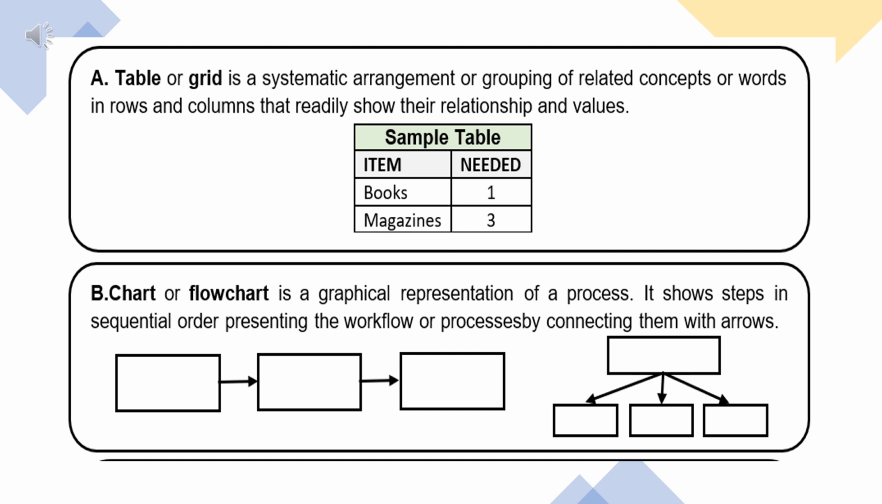Letter B, chart or flow chart, is a graphical representation of a process. It shows steps in sequential order, presenting the workflow or processes by connecting them with arrows. So the chart or flow chart is very effective whenever you are presenting steps or a process in a certain presentation of yours. It's the same with your presentation in your researches whenever you are presenting the step by step process of doing your research, particularly the experimentation, if I'm not mistaken. So the chart or flow chart is very much recommended, okay. So those are the first two examples of graphic organizers. Let's proceed to the remaining examples.